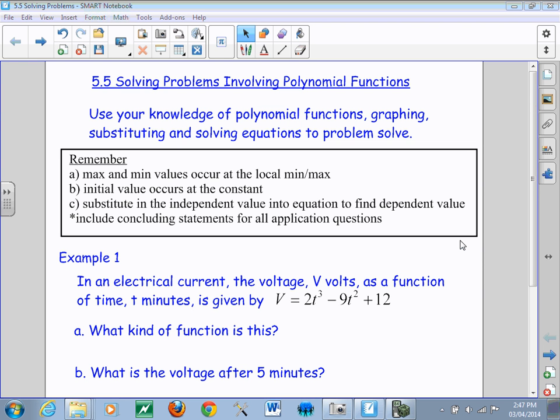solve. Remember that A, min and max values occur at the local min or max. B, initial value occurs at the constant. C, substitute in the independent value into the equation in function notation to find the dependent value. And don't forget to include concluding statements for all application questions.